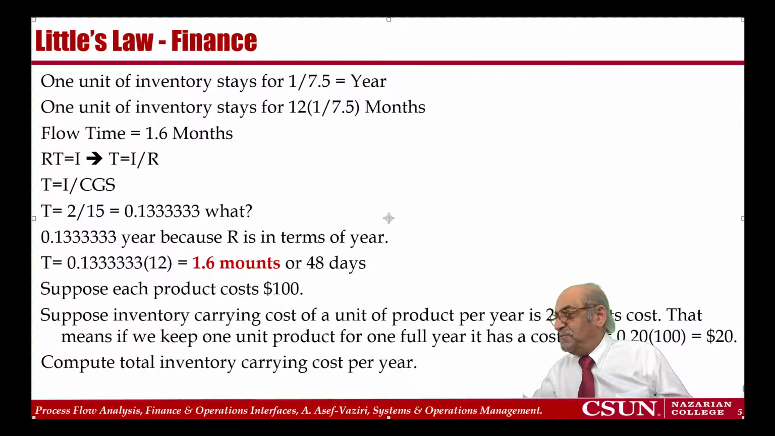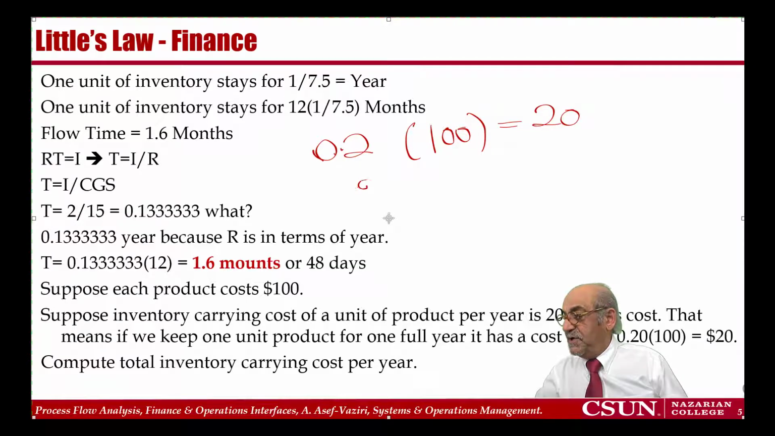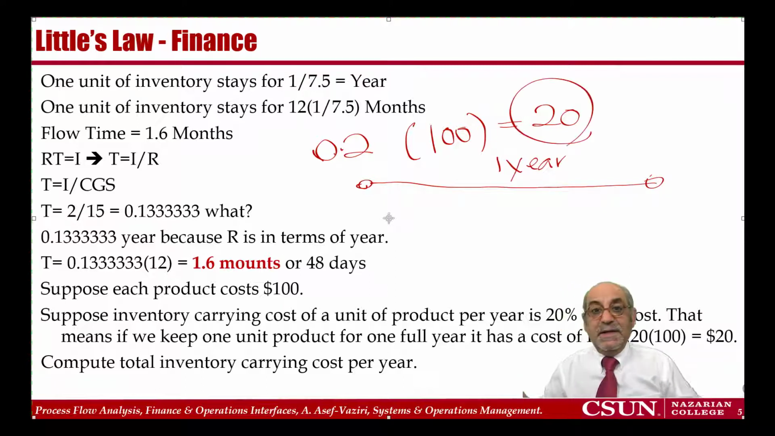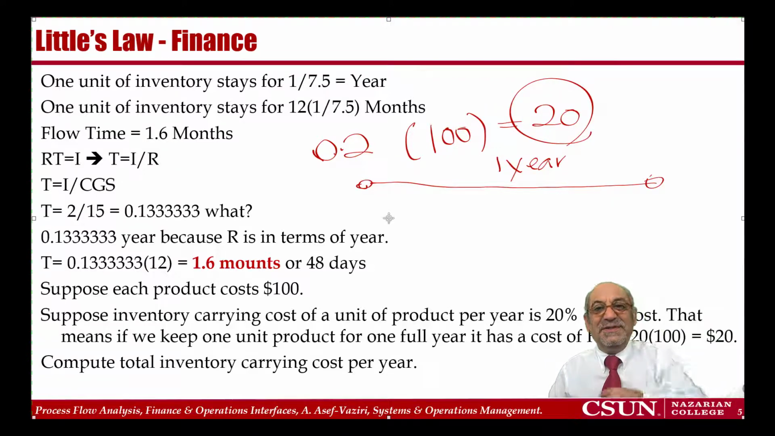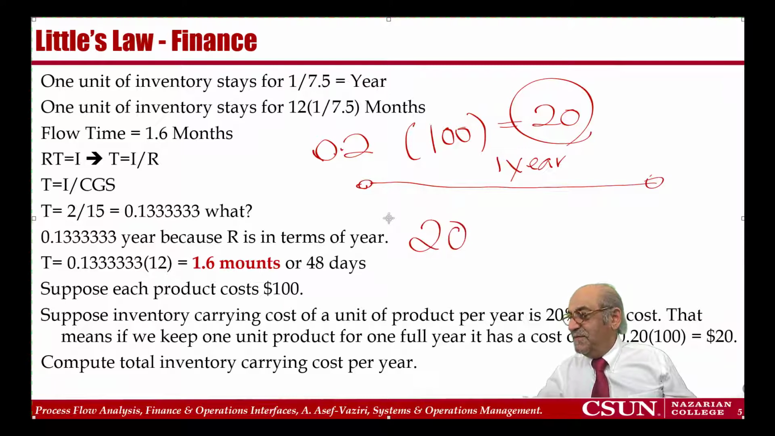The other way is each product costs $100, and inventory carrying cost of that product is 20%. Therefore, it costs $20. So if one product is in inventory for 1 year, its cost is $20. But it is not there for 1 year because it is replaced by another product 7.5 times a year. Therefore, $20 divided by 7.5 will give me the same thing, 2.67.